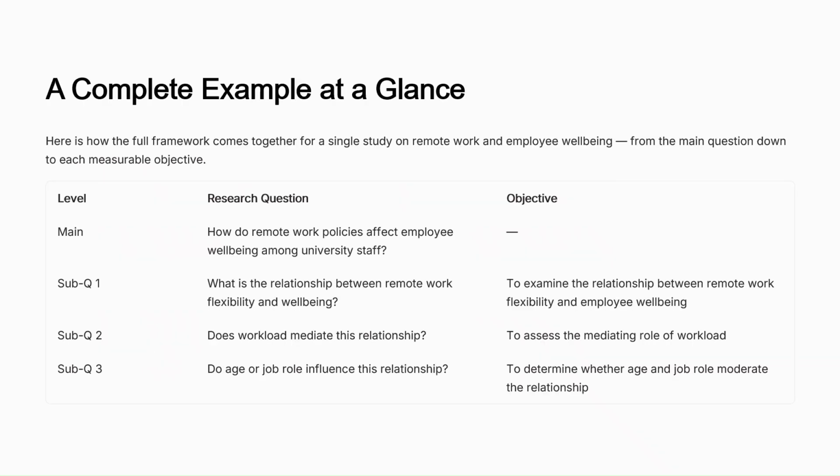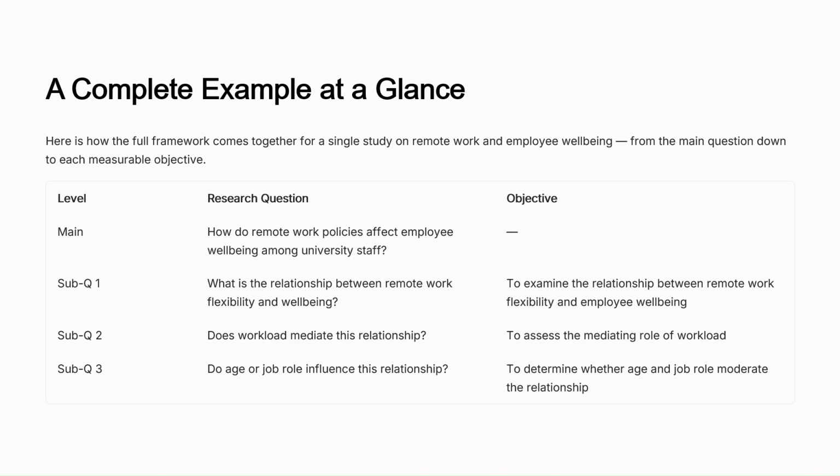A complete research framework should demonstrate clear alignment. The research problem should lead to the main question, the main question should generate sub-questions, and each sub-question should correspond to a specific objective. This logical structure ensures that every component of the study works together.